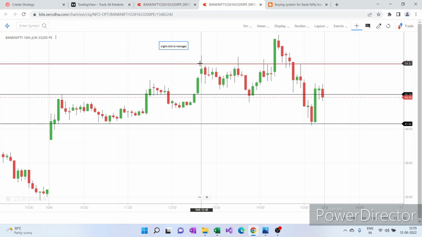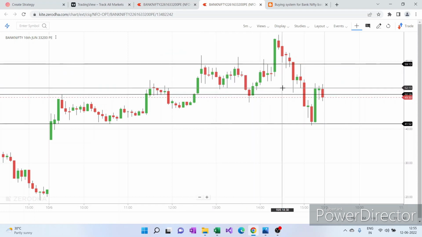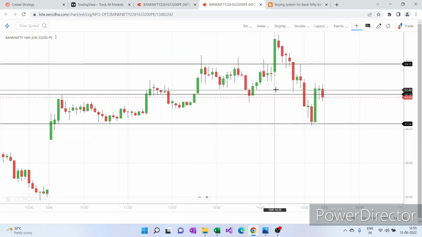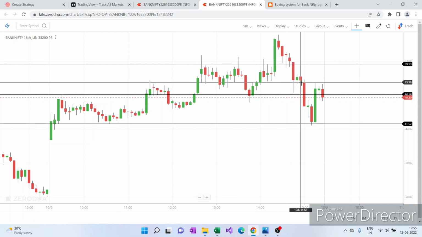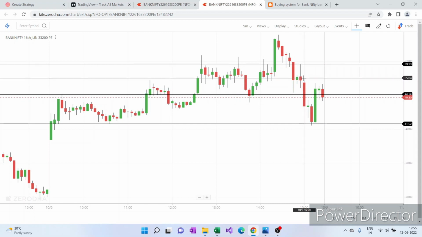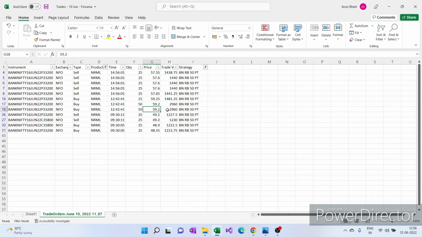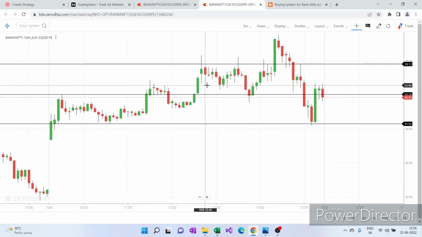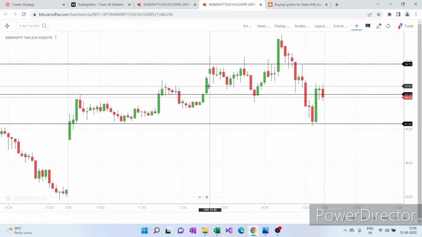So we took a trade here, and because we don't take any stop loss, the trade is exited at 14:56. So this is the 14:55 candle, and somewhere after this the trade was exited. As we can see, we took the trade at 59 and the trade was exited at 57.55. So there was a little loss here. That's how this thing works.